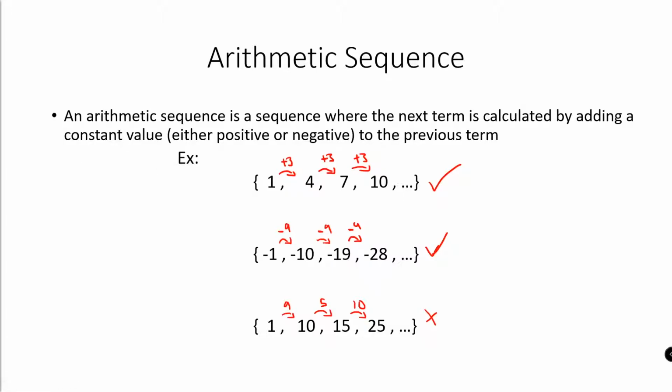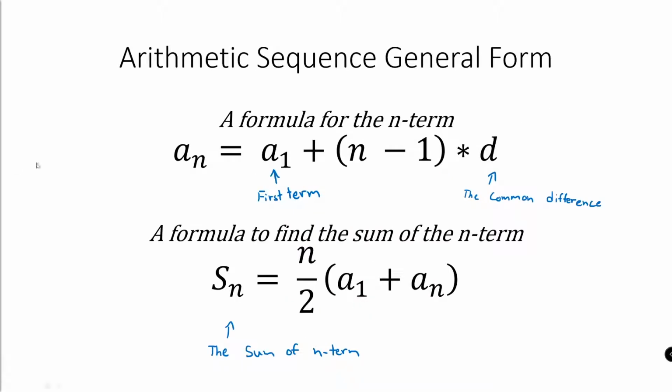Okay, so now we know if a sequence is an arithmetic sequence or not. Let's move on to the general form of an arithmetic sequence. The first formula we're going to be talking about is to find the nth term. As you can see, a sub n is equal to a sub 1 plus n minus 1 times d, where a1 is the first term of the sequence, n is the number of the term we're trying to find, and d is the common difference between each term.